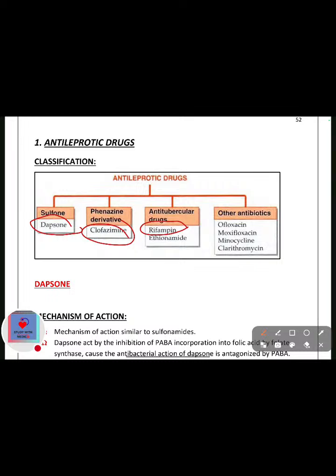Yes, classify the drugs and give me a mnemonic to learn these drugs.